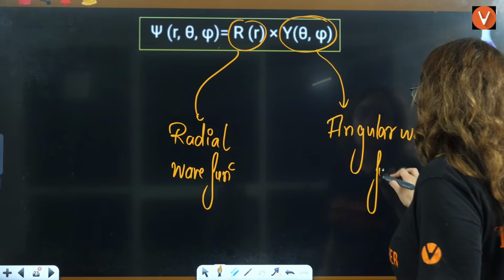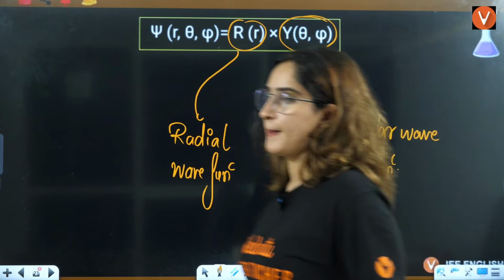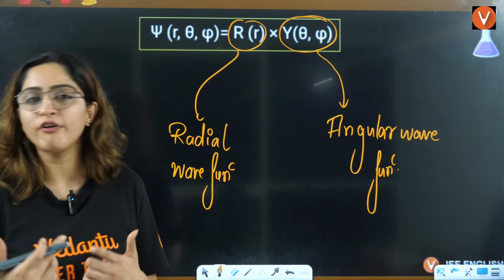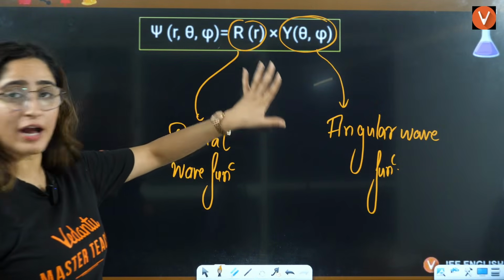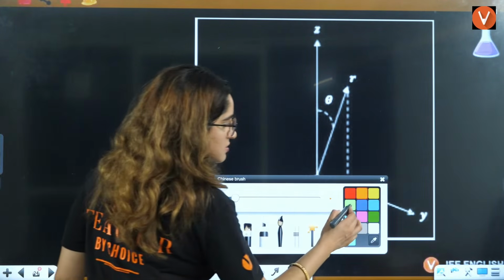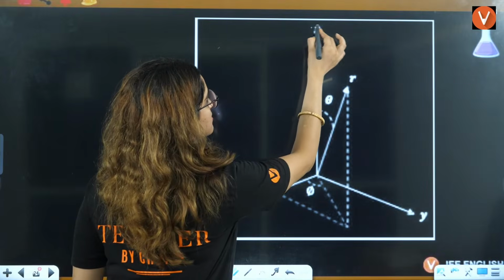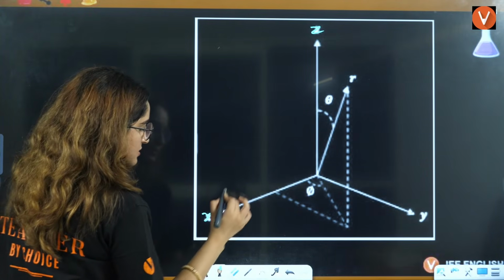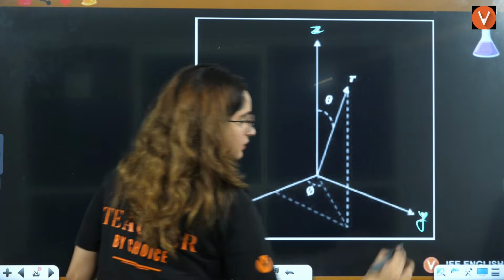Angular wave function. The angular wave function is defined by theta and phi. What you will see here is the x, y, and z axes: this is the z axis, this is x, and this is y, right?